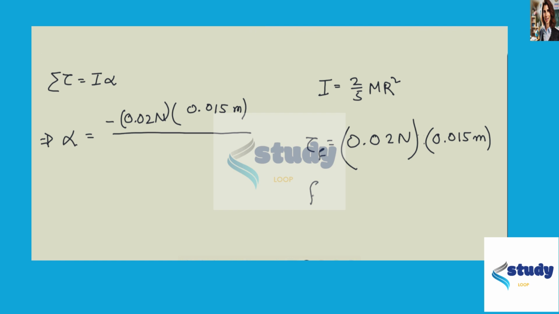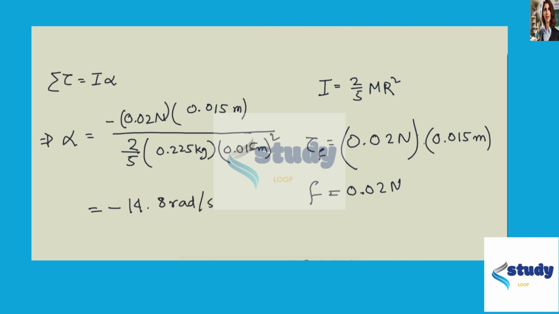Our frictional force is given as 0.02 newtons, and from there we get the torque as we multiply the radial vector. So that's the torque. Then for the moment of inertia, it's 2 over 5 times the mass, which is 0.225 kg, multiplied by 0.015 meters squared. Combining this, we get the angular acceleration as negative 14.8 radians per second squared.